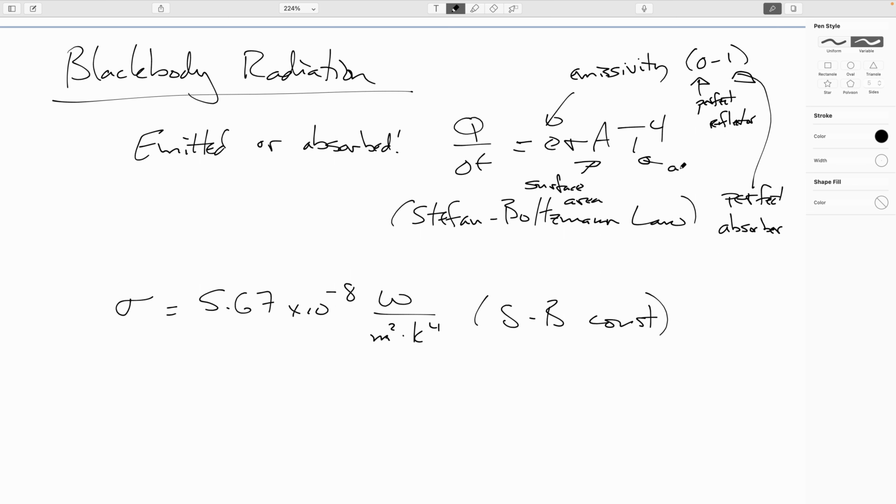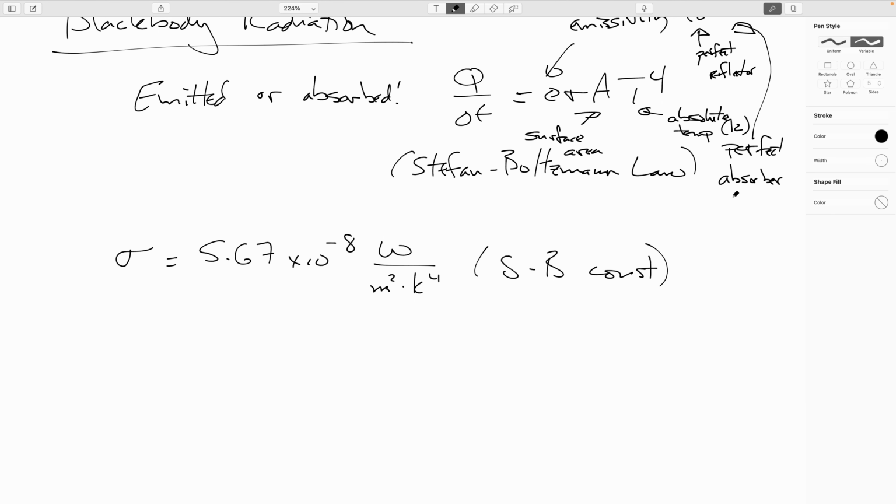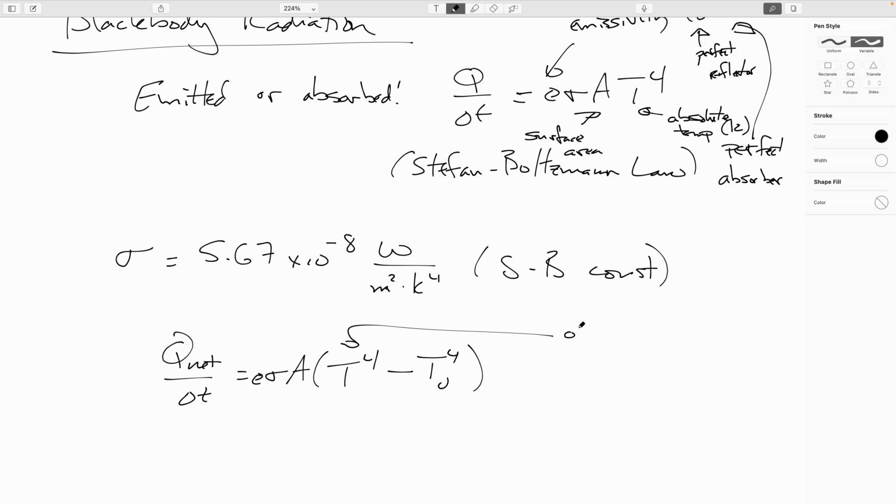And T is the absolute temperature. So here you gotta work in kelvins or Rankines. Usually you're not just sitting at absolute 0, so the net transfer will actually be the difference in the 4th powers of the object's absolute temperature and the absolute temperature of its surroundings.